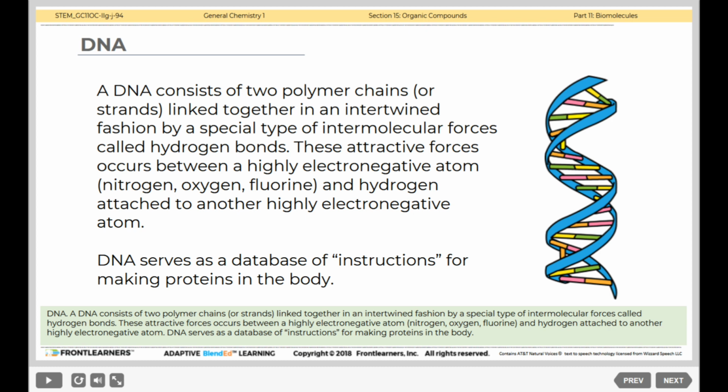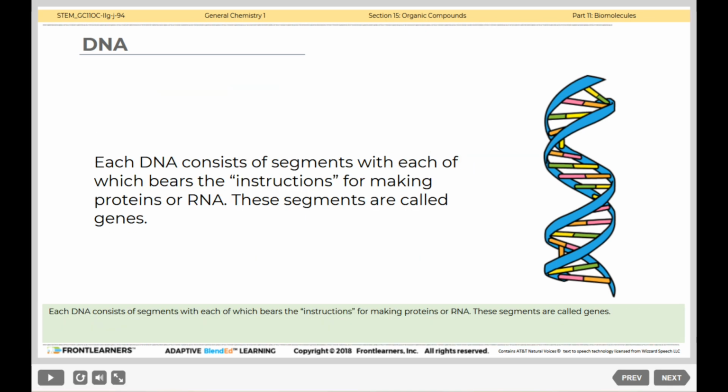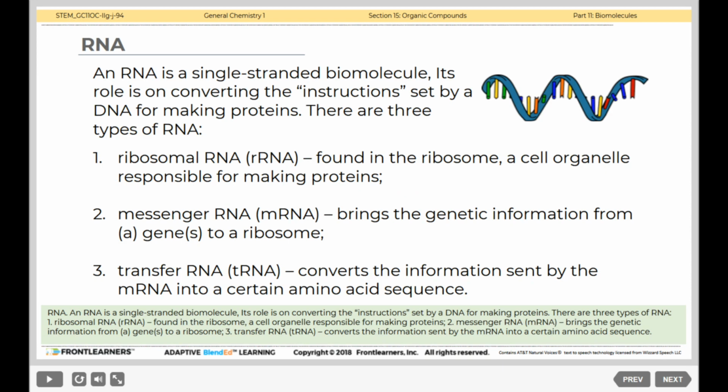DNA serves as a database of instructions for making proteins in the body. Each DNA consists of segments, each of which bears the instructions for making proteins or RNA. These segments are called genes.